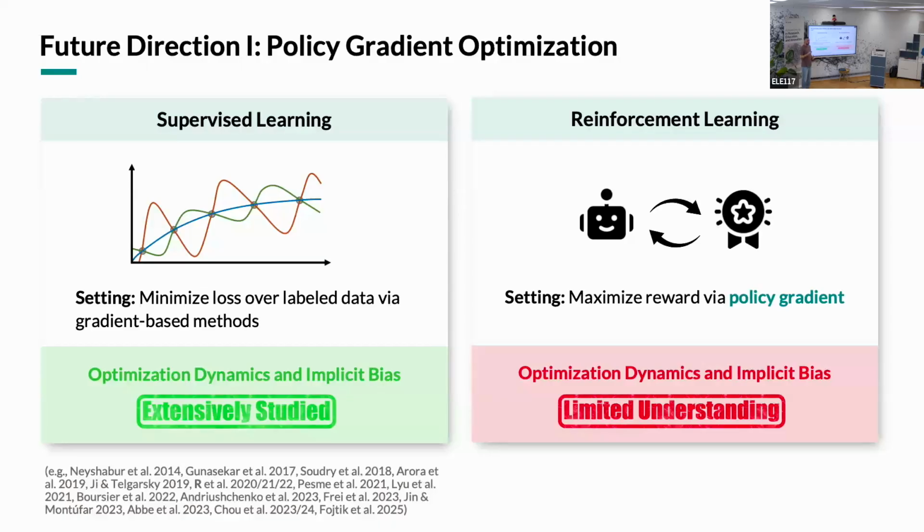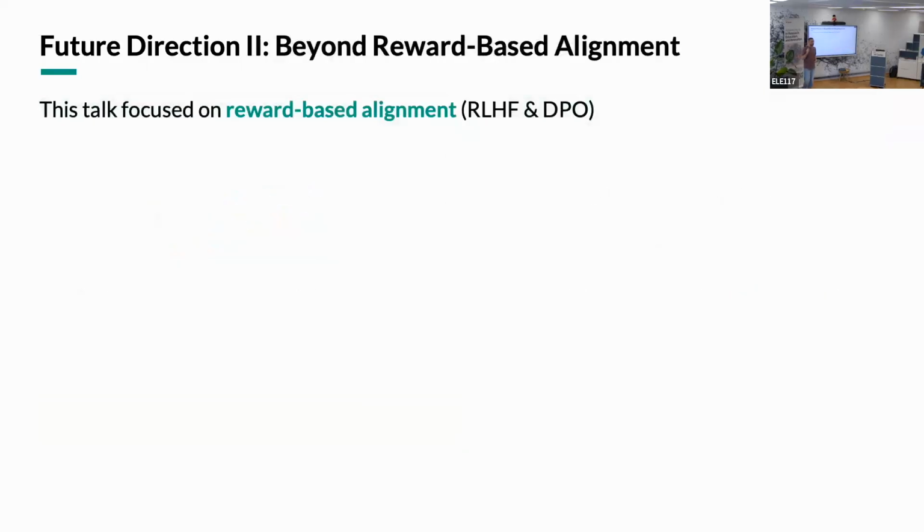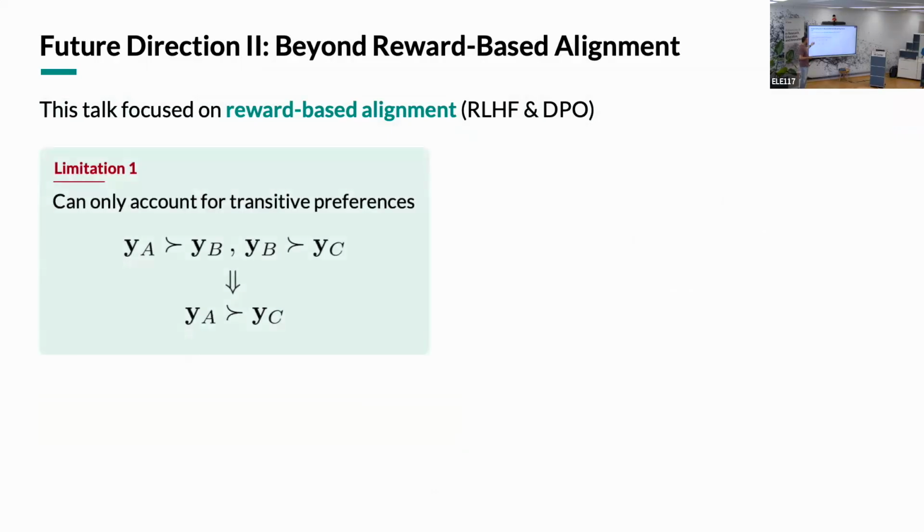Okay. And the second direction relates to going beyond reward-based alignment. The methods that I covered today both assume that you have this ground truth reward, which captures to a large extent human preferences. A limitation, though, of reward-based preferences is that they're transitive. Okay, they can only capture transitive preferences. If A has a higher reward than B, okay, it is preferred over B, and B is preferred over C, then necessarily A is preferred over C as well. However, it is known that the preferences of humans are not always transitive. This is something that has been studied actually in the econometrics literature several decades ago.